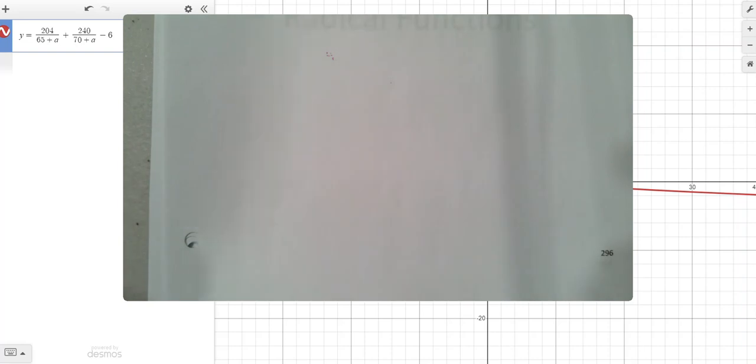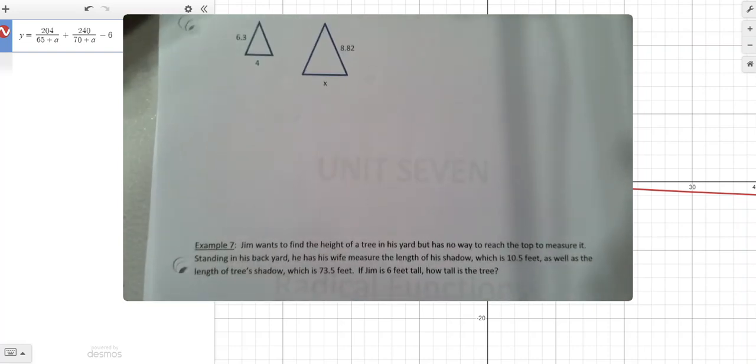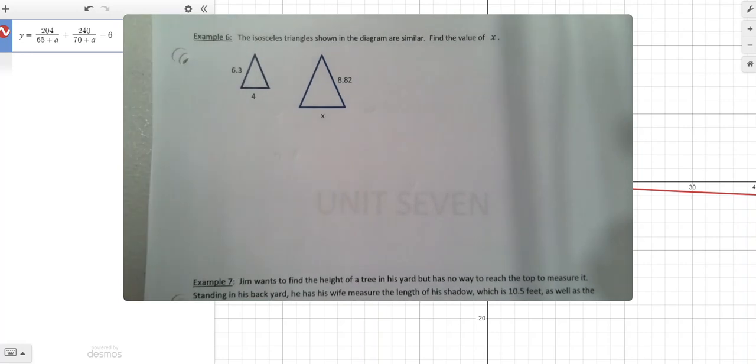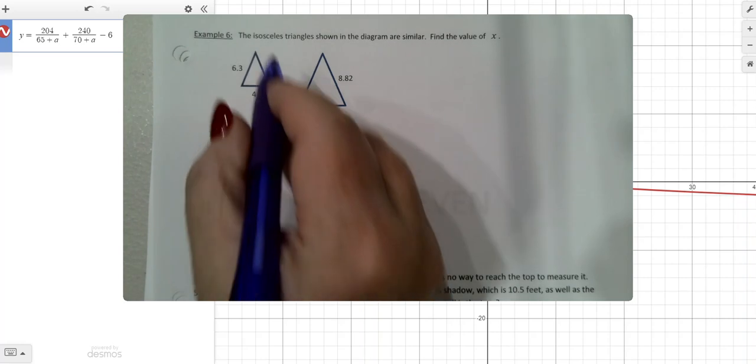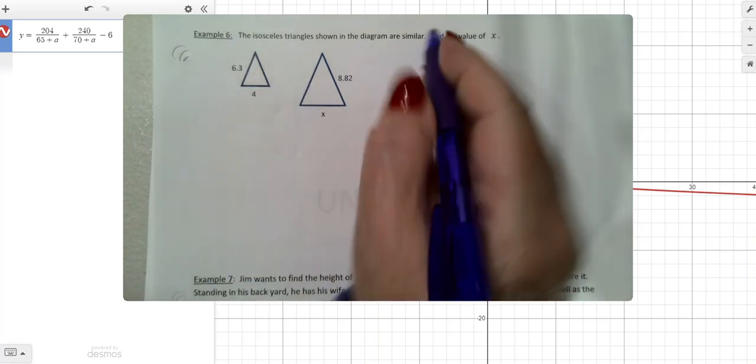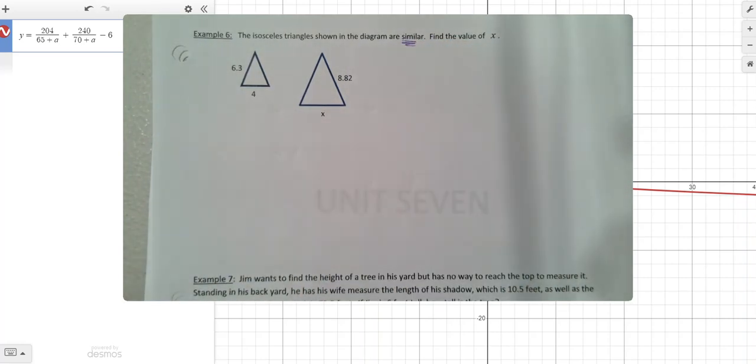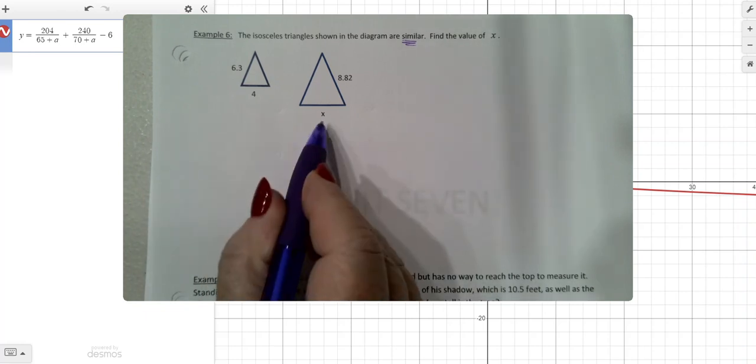All right, here's a situation where it's not as obvious. You can maybe see a little bit more why setting up the proportion is helpful. In this case, we're told that these two isosceles triangles are similar. So I don't have to prove it. I don't have to look at the angles. I'm told that they're similar. And my goal is to find the value of x.